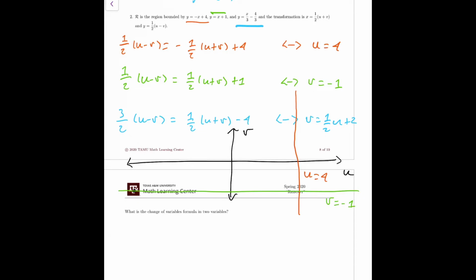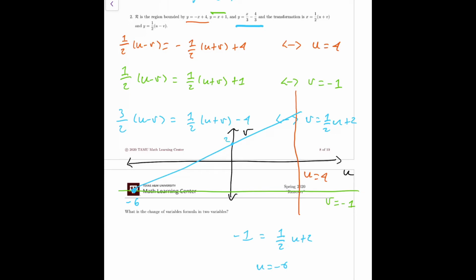Next, we'll do the blue line. This intersects the horizontal green line when u is equal to minus 6. And we know that just because we're solving the equation minus 1 is equal to 1/2 u plus 2, and the solution to this is u is equal to minus 6. Now this is a very simple region.